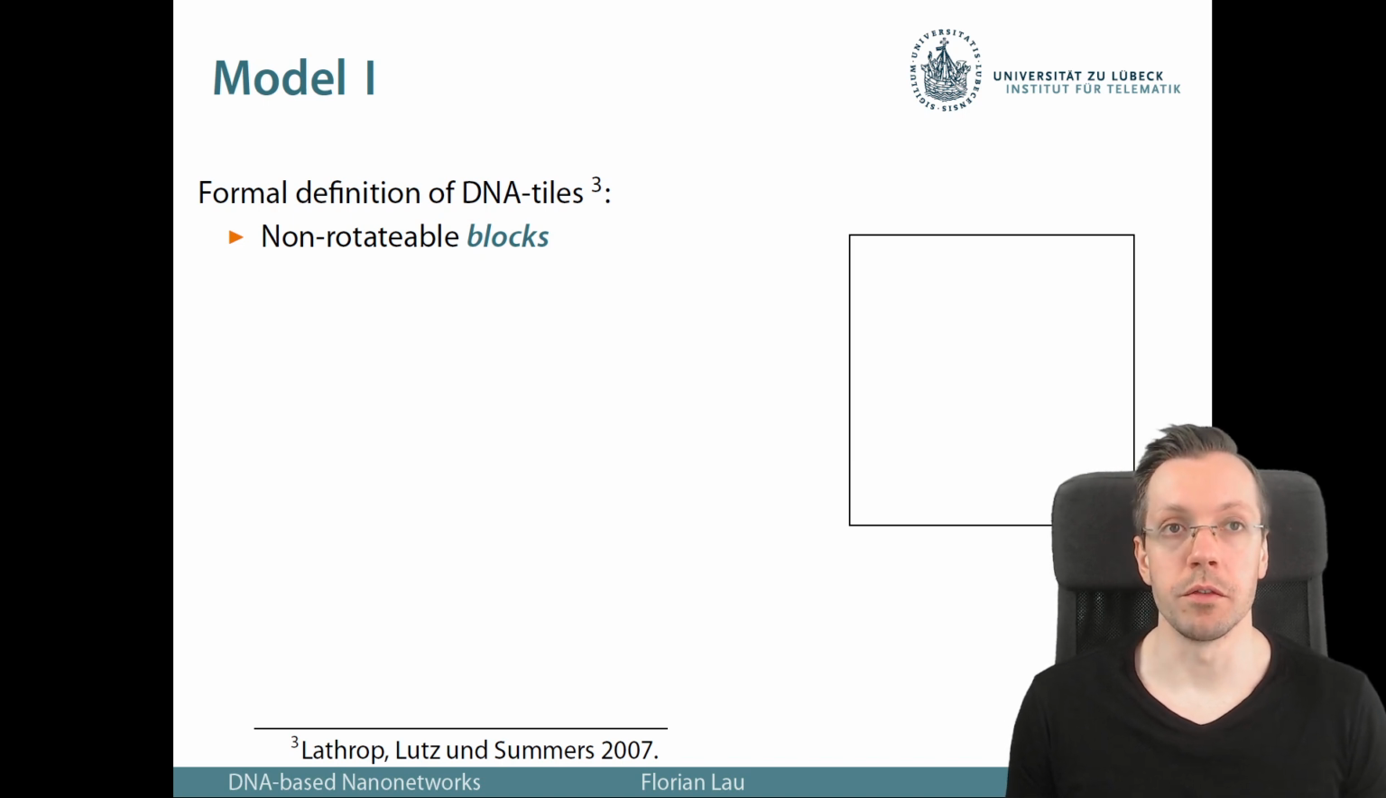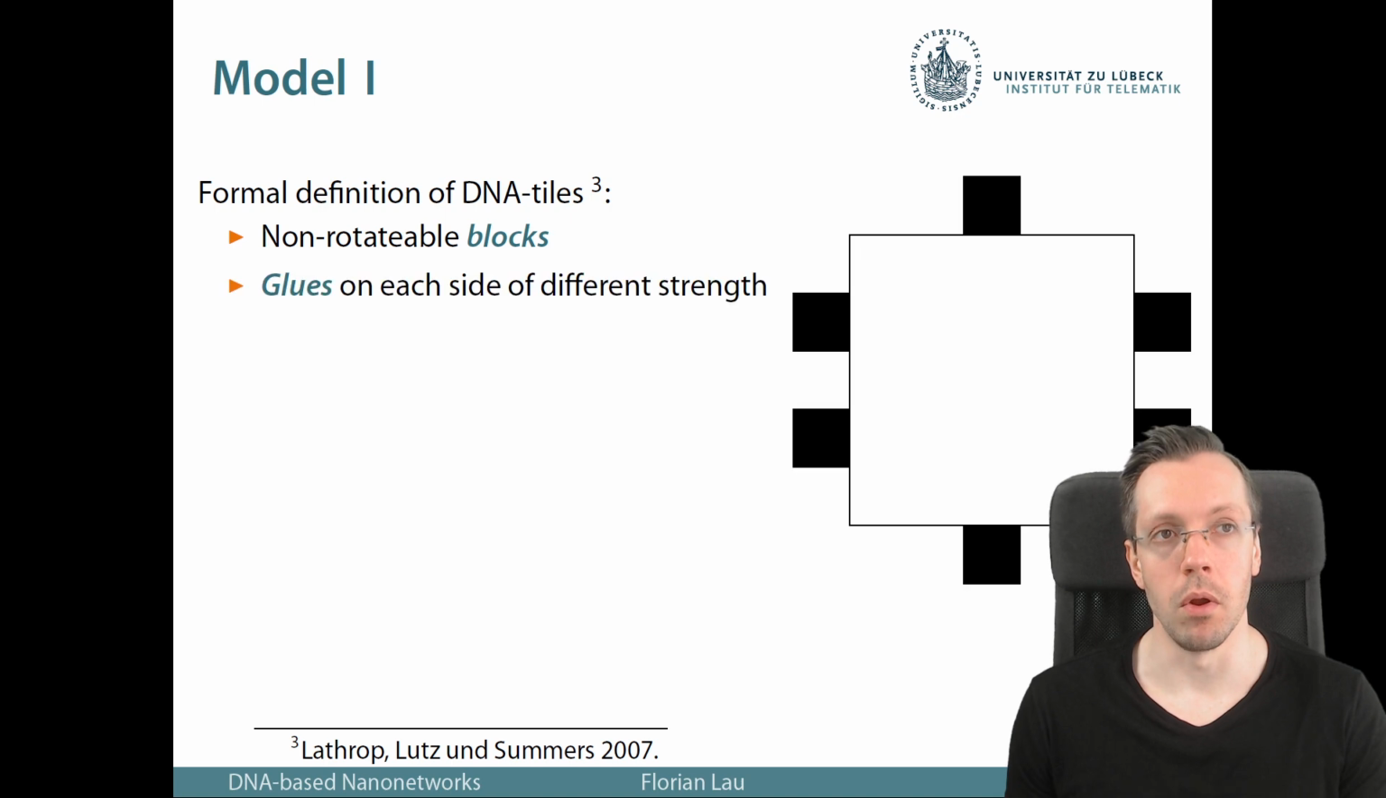Now to a formal definition of DNA tiles to properly understand the further content of the presentation. Mathematically speaking, DNA tiles are non-rotatable blocks with glues on all sides, possibly all sides. Those glues are indicated by black boxes, and the number of black boxes indicates the strength of the glue. In DNA language, this would be the length of the open DNA strand, for example, that can encode the strength of the binding. More fitting base pairings means a stronger binding.